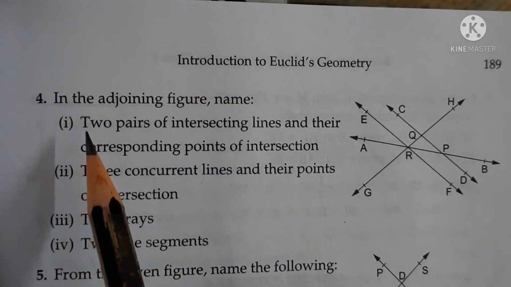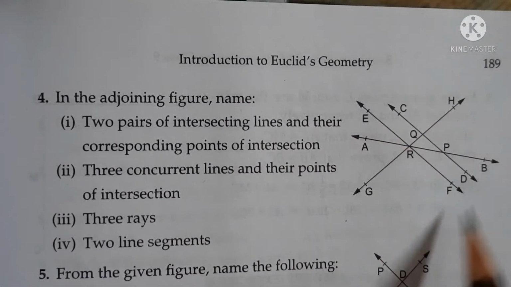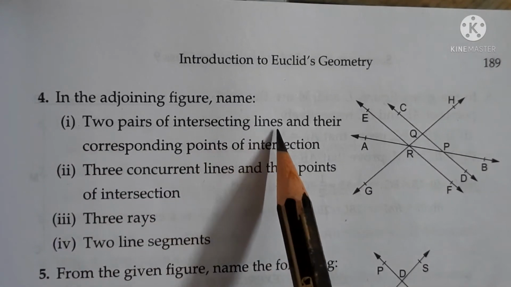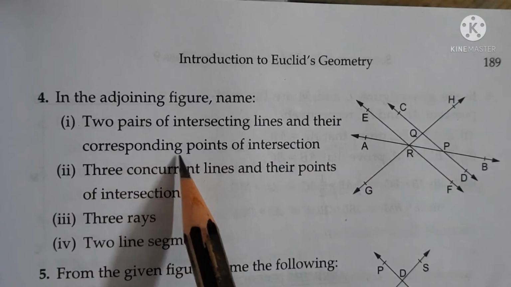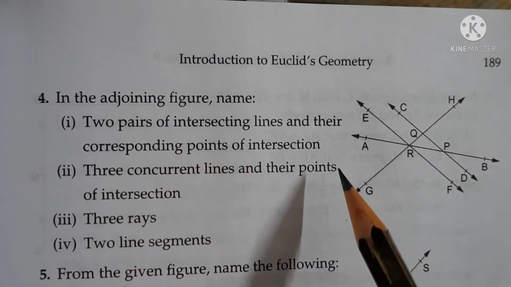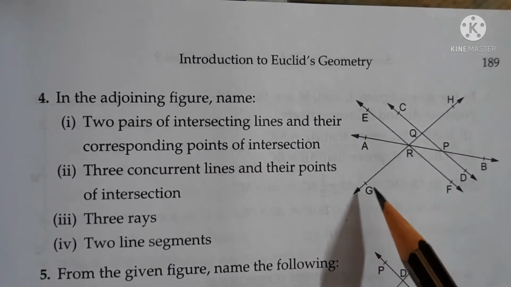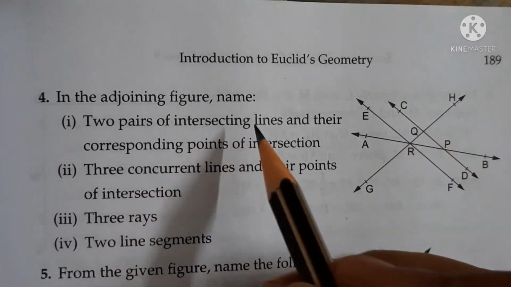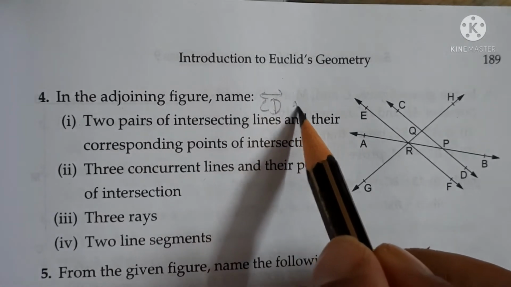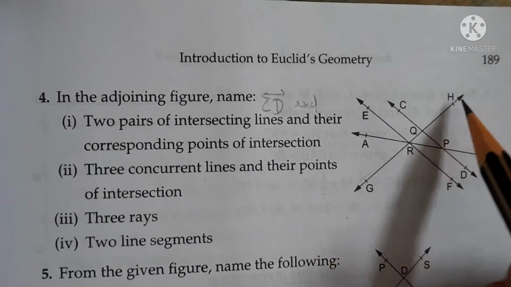Question number 4, not 5. In the adjoining figure, name, this is the figure. First part, 2 pairs of intersecting lines and their corresponding points of intersection. Here 2 pairs. So take one pair as CD and GH. So write here CD and here GH.